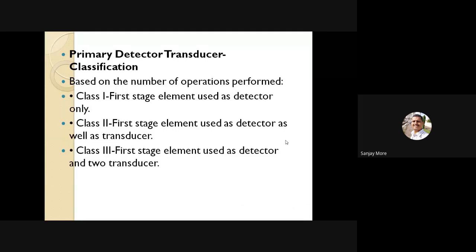Primary detector transducers are classified again based on the number of operations performed. Class 1, first stage element used as a detector only. Class 2, first stage element used as a detector as well as a transducer. And class 3, first stage element used as a detector and two transducers.